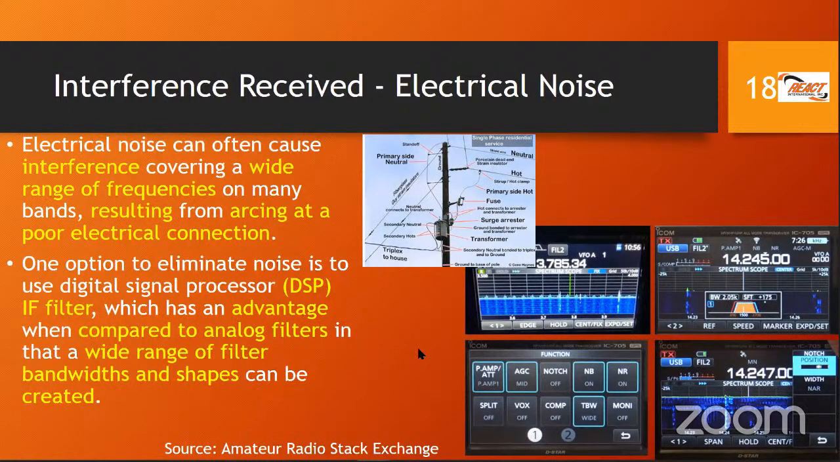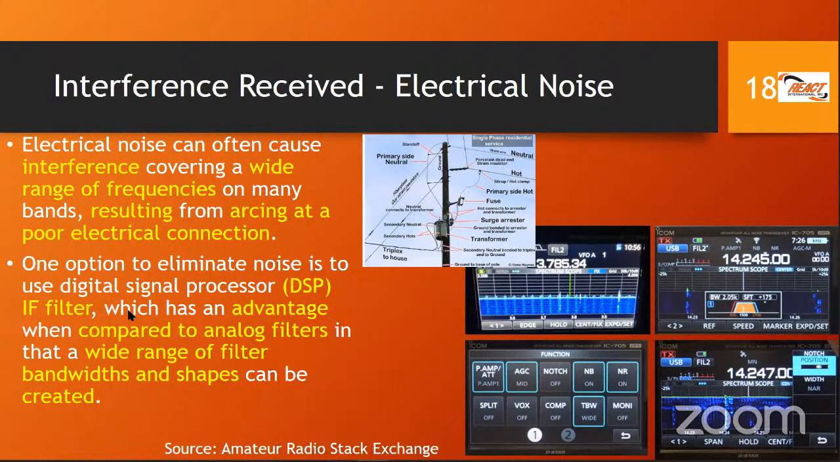But again, guess what? For every problem, we have a solution. One of the things that you can do if you have that sort of noise and you have a DSP or a digital signal processor type IF filter, that's a feature of your radio, you can engage it, you can employ it, you can use it to help reduce or remove some of that interference.